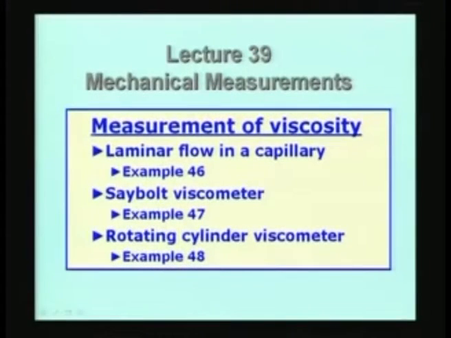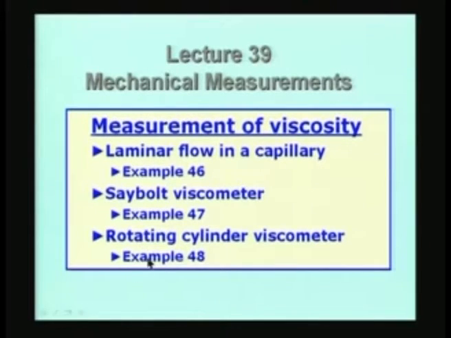This will be lecture number 39, our ongoing series on mechanical measurements. In the last lecture, we have looked at the measurement of quantities using calorimetry. The next quantity of interest to us will be the measurement of viscosity of fluids, both liquids and gases. So what we will highlight in this lecture is to look at different techniques of measuring viscosity.